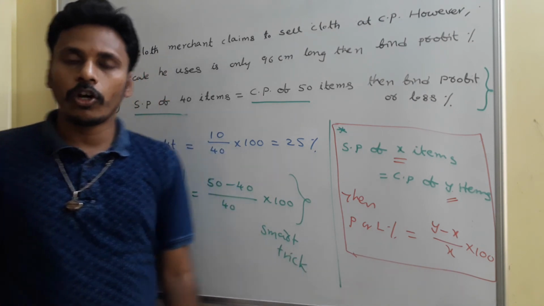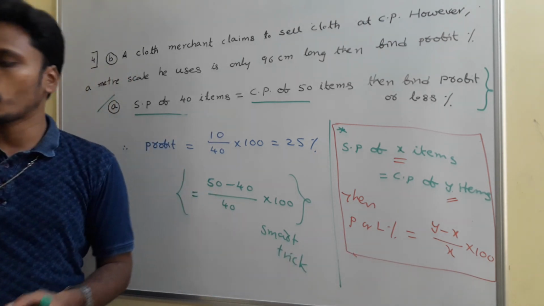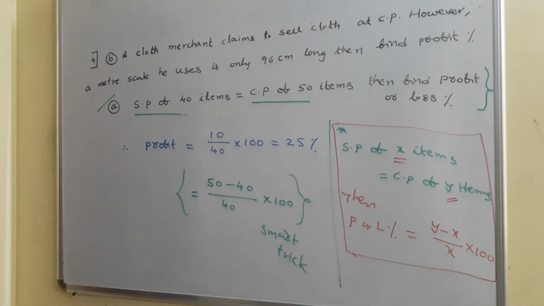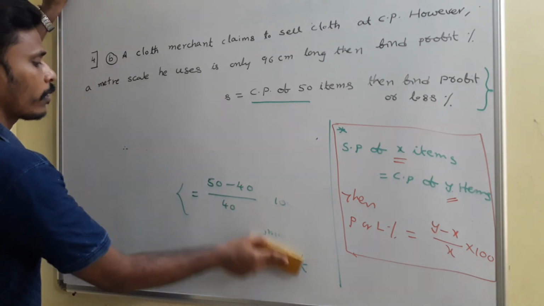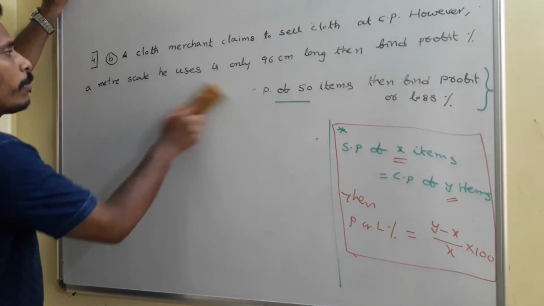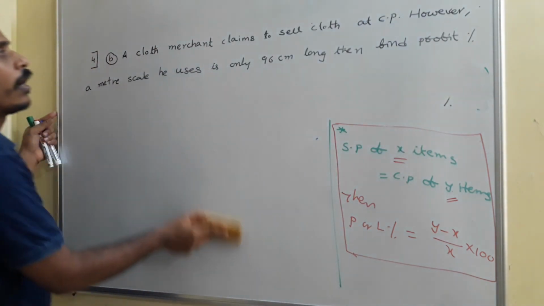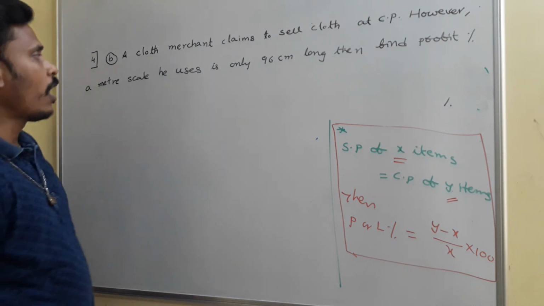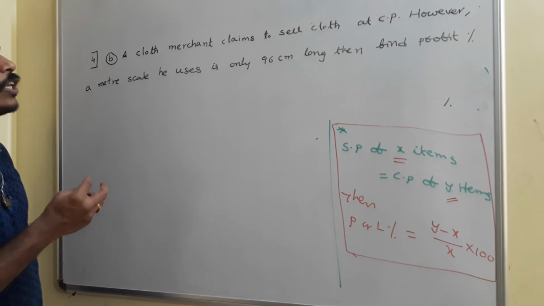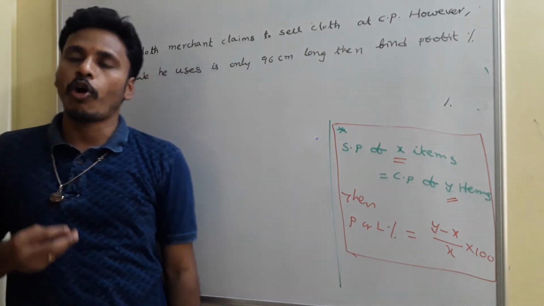Just have a look using this particular logic. Now I am going to solve for B. Is it right? Just think about the problem. What is the problem? The problem is that a cloth merchant claims to sell cloth at the cost price. However, the meter scale he uses is only 96 centimeters long. Then find the profit percentage.